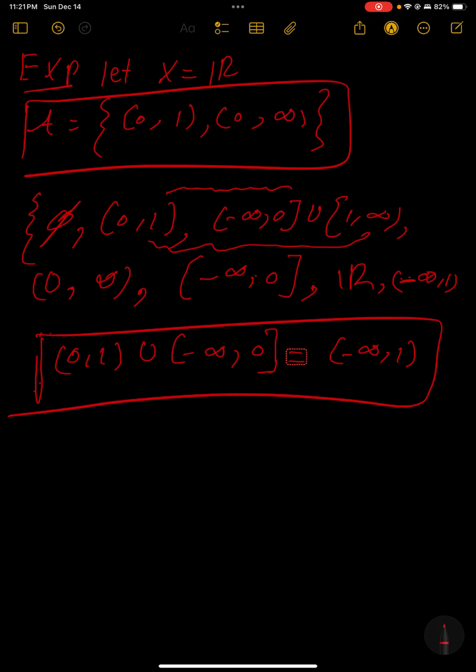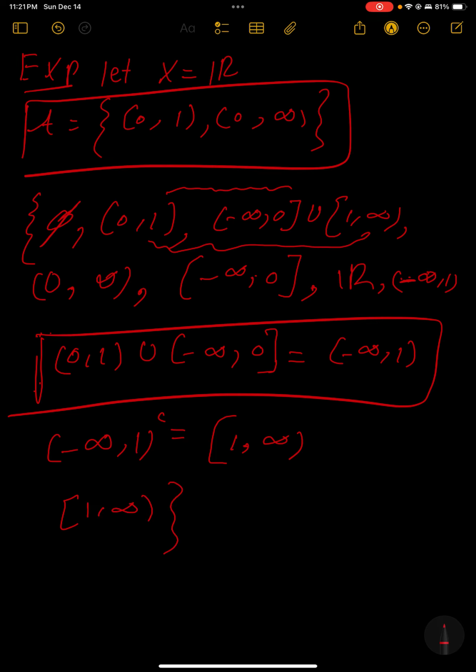Okay, now if minus infinity to 1 is there, then we should know that the complement of that element will also be there. So what is the complement of minus infinity to 1? The complement is nothing but 1 to infinity. So we are going to include 1 to infinity in that set as well.